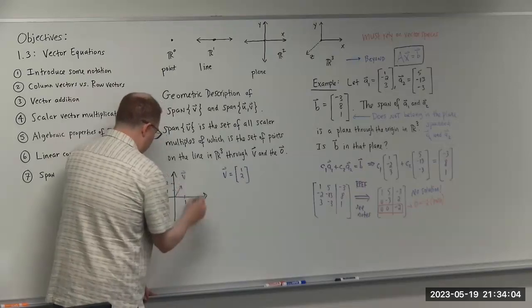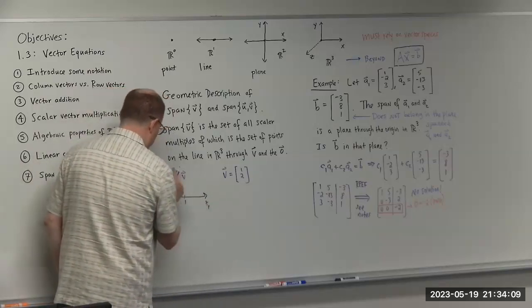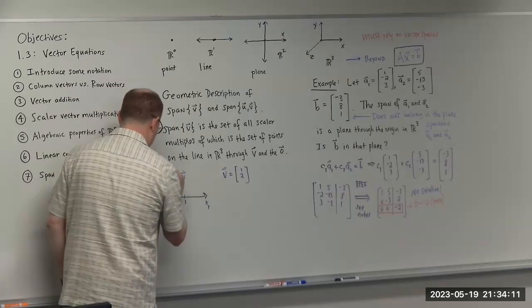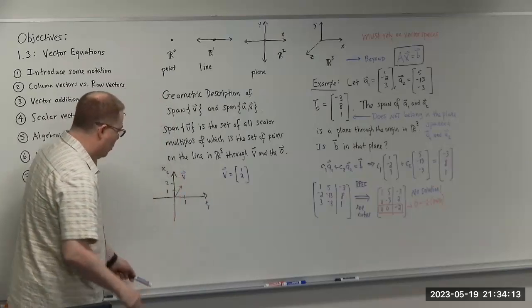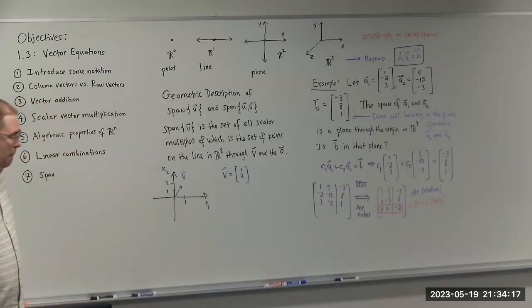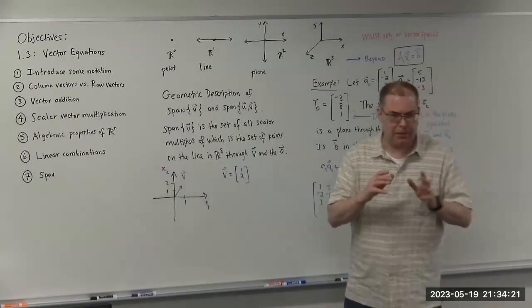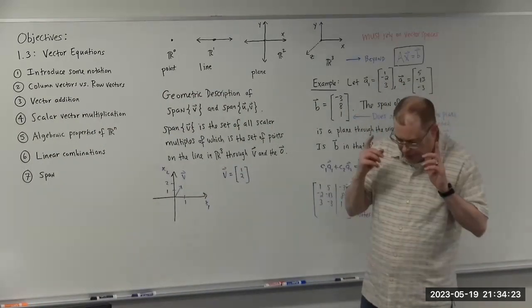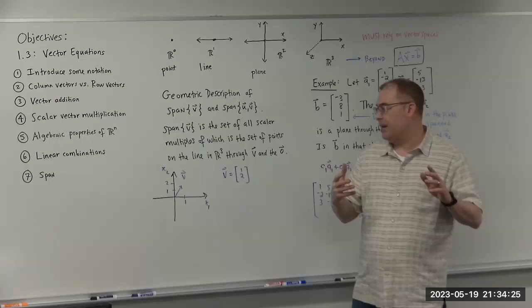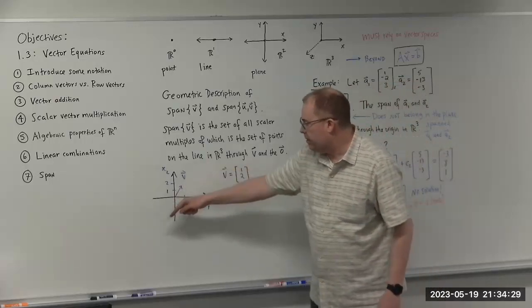So there's my V vector, X1, X2. Any multiple of this vector, no matter what, whether the scalar is 0, a negative value, or a positive value, is always going to be on that line.